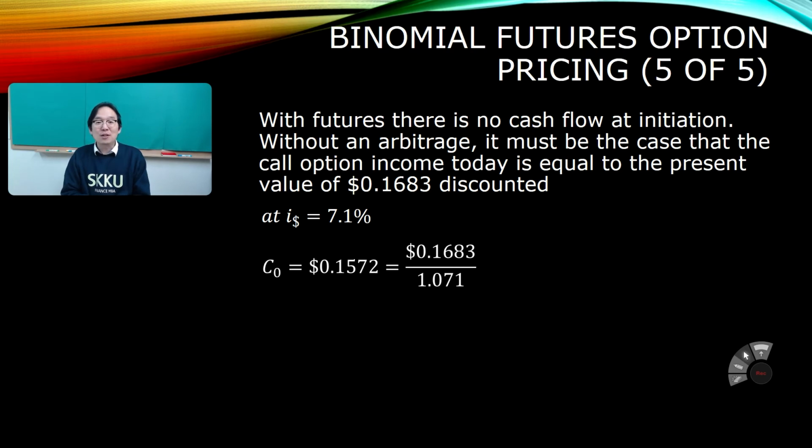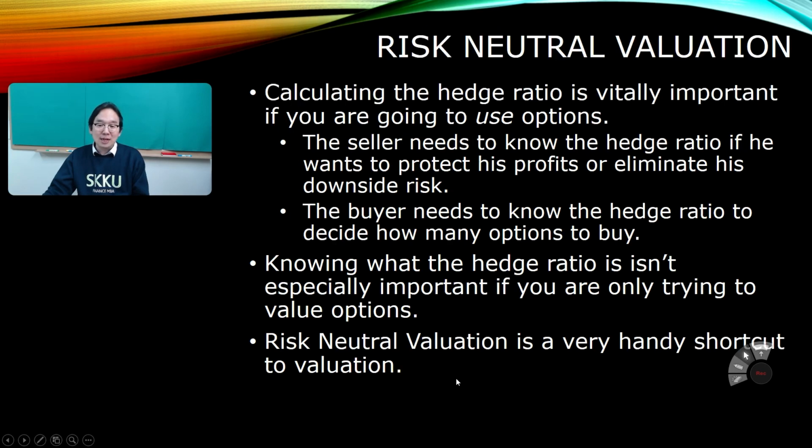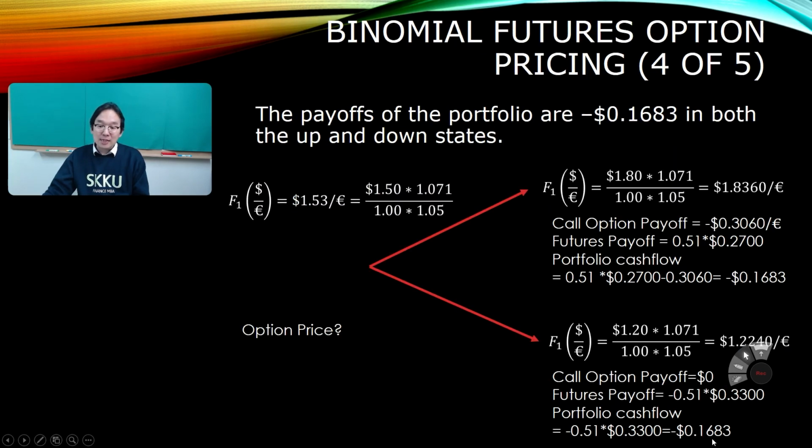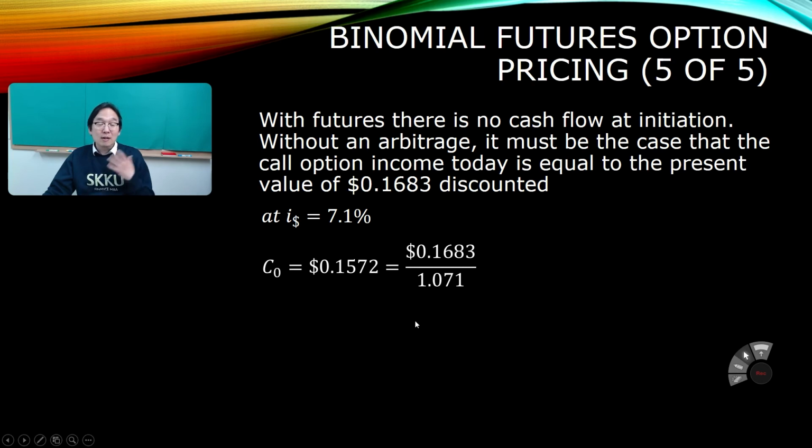So without arbitrage, it must be the case that the call option income today is equal to the present value of 0.1683 discounted at the risk-free rate of 7.1%, which is 15 cents 72. Why is it a positive number? In the previous slide, it was minus 16 cents 83. But that, remember, is a short position result. Here at the beginning, you took a short position. You short sold this, which means you got the cash up front.